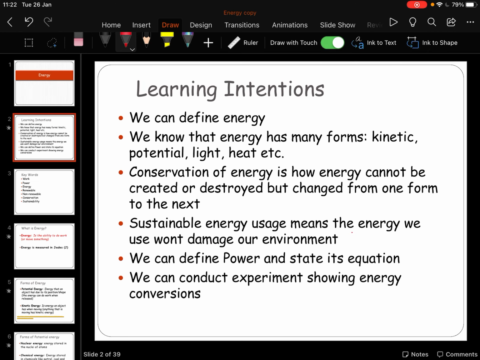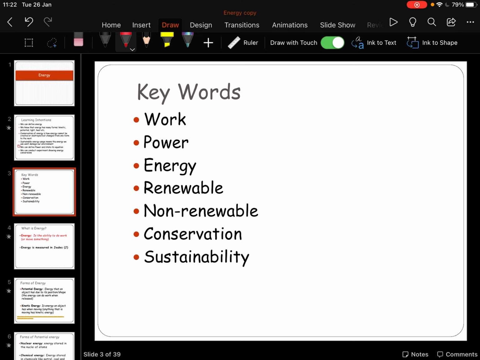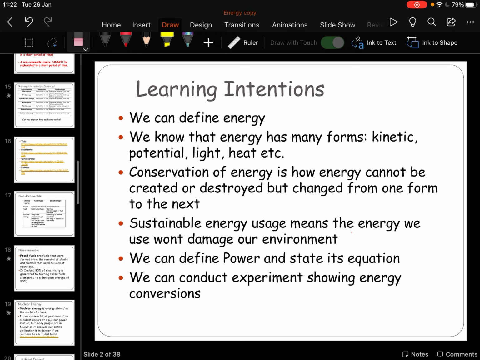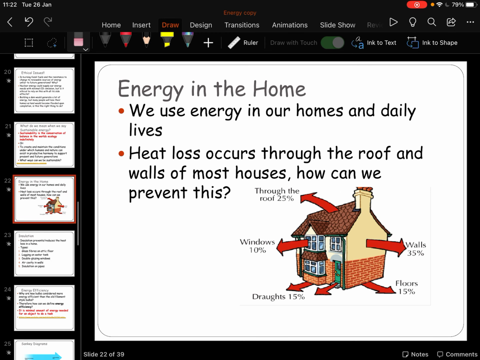So in this one, we're going to hit the second last learning intention: define power, state the equation. And we're going to hit the last two keywords that we need to cover, work and power. Okay, so we're going to hit those. So we'll get back to where we were, okay?